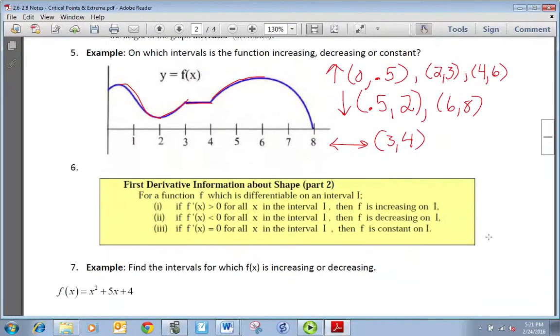Now, the part that you might have already realized is when the derivative is positive, then the original function is increasing. If you think of just a regular line, if the line's going up, it's got a positive slope, so the derivative is positive. And if the derivative is negative on an interval, then the function is decreasing. And if the derivative is 0 on the interval, then the function is constant. So it's not going up or down, the rate of change is constant.